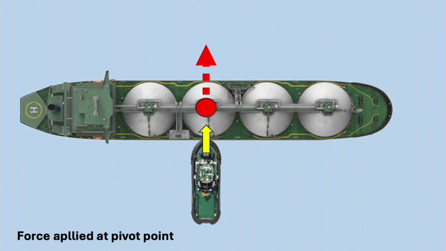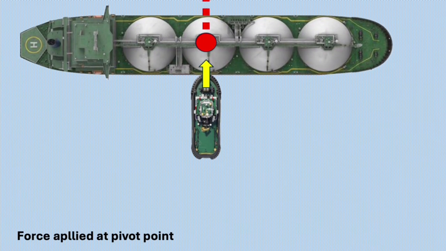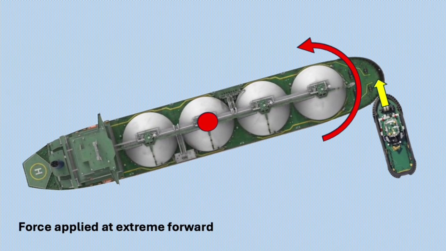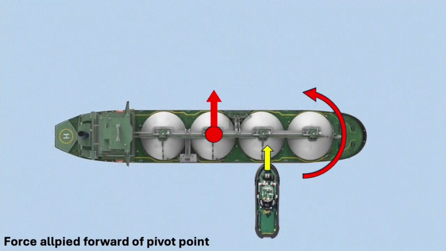In this example, the tug is pushing exactly at the pivot point and 90 degrees to the ship's hull. The ship will move to port side only. She will not get any headway or sternway. Heading also will not change. Next example. Tug pushing at extreme forward. The ship will swing to port, but will not get any side movement or headway or sternway. In this case, the tug is pushing forward of the pivot point. The ship will move to port and swing to port at the same time.